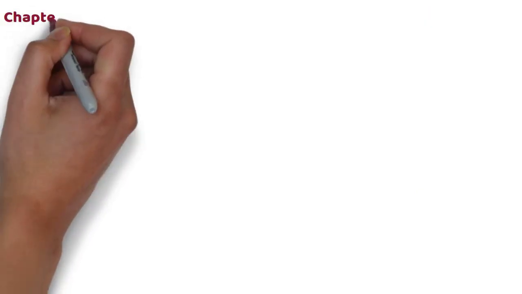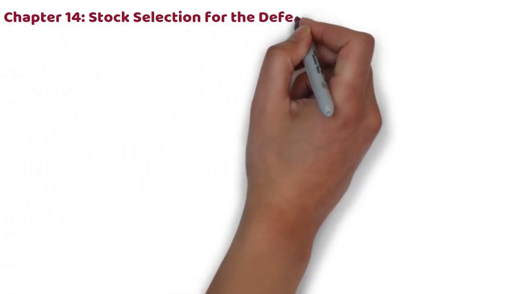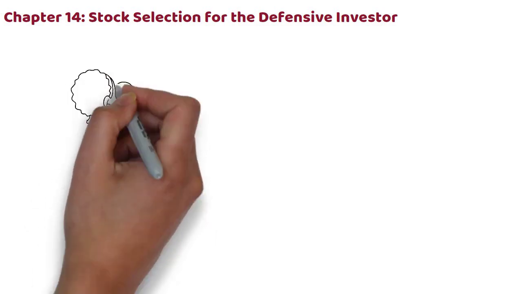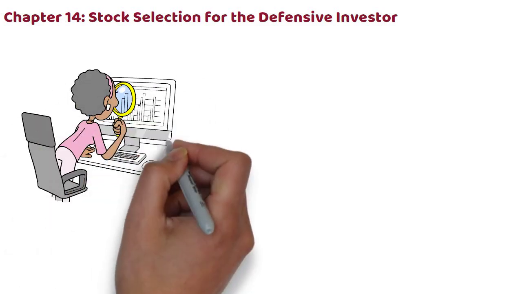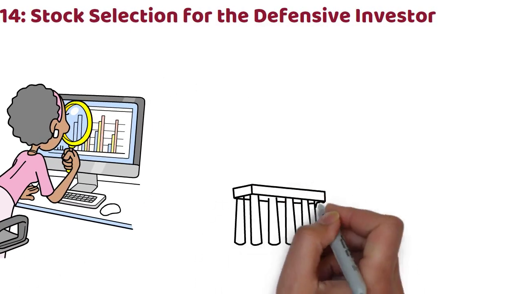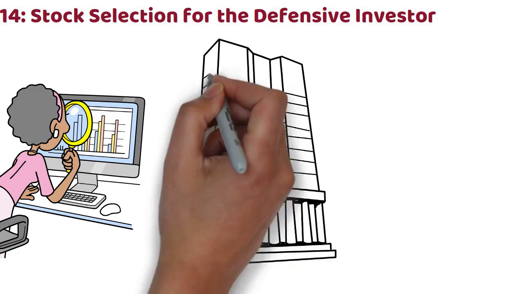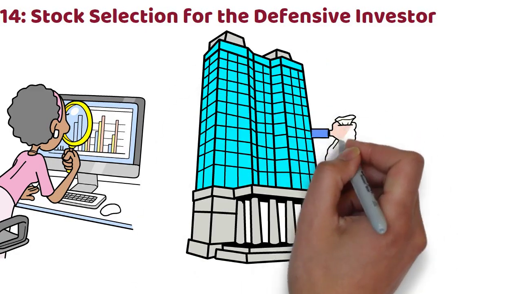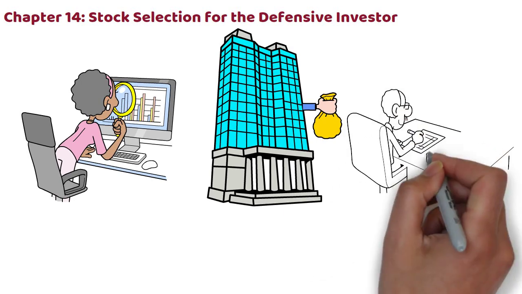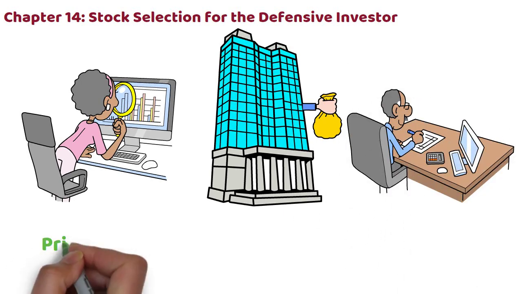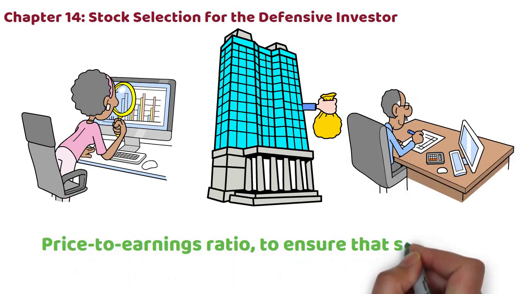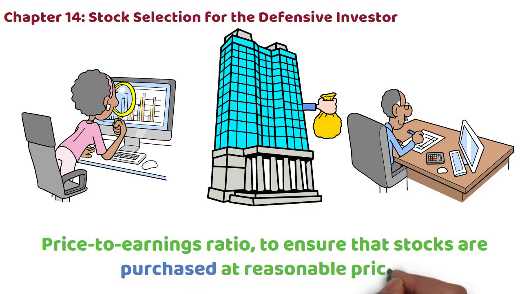Chapter 14: Stock Selection for the Defensive Investor. Graham outlines criteria for stock selection tailored to the defensive investor. He advises focusing on large, conservatively financed companies with a long history of dividend payments. Graham also suggests using financial metrics such as the price-to-earnings ratio to ensure that stocks are purchased at reasonable prices.